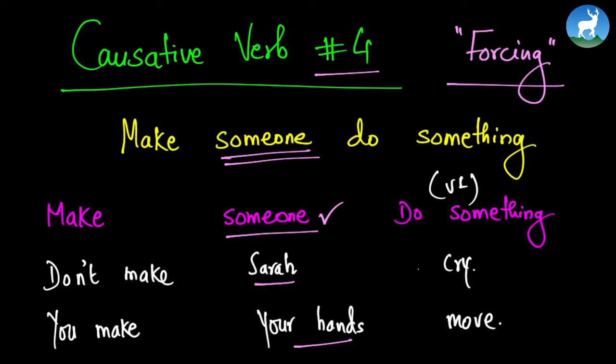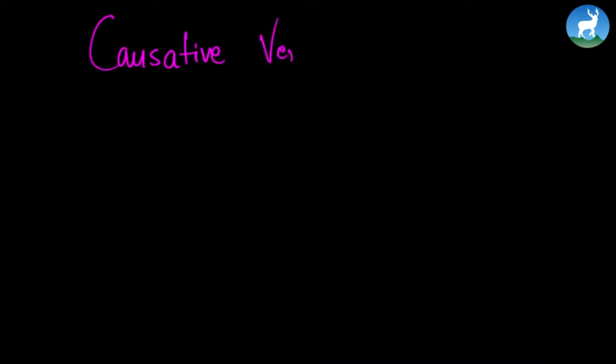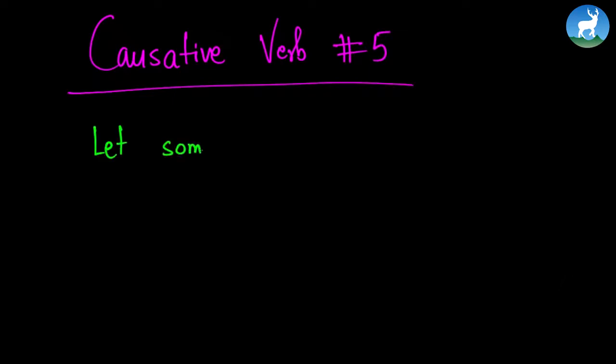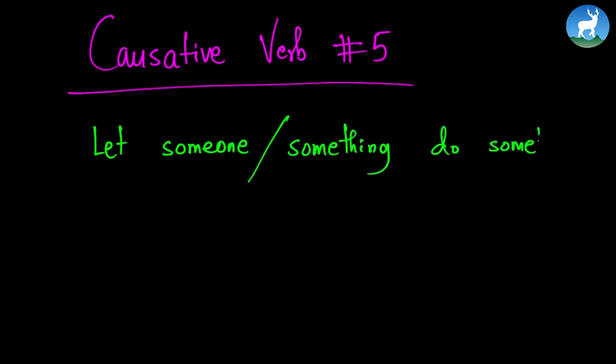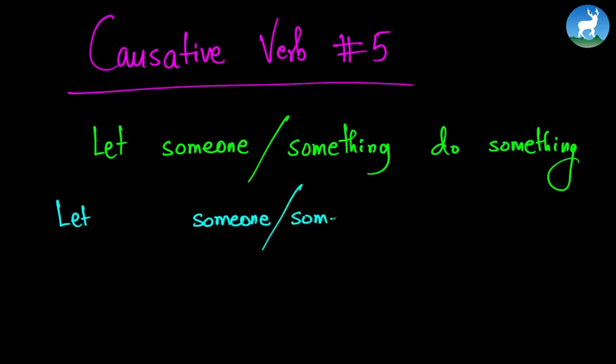Now let's go to causative number 5. Causative verb number 5. What is the rule? Let someone or something do something. Let me write the structure. Let someone or something do something. This is the structure.